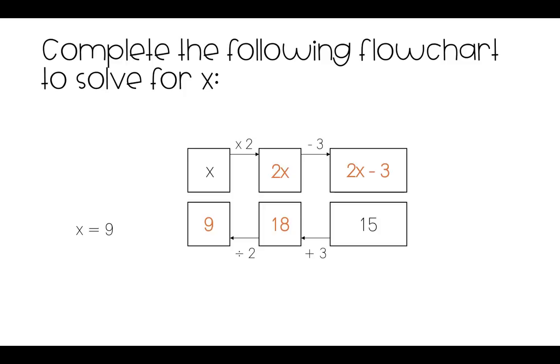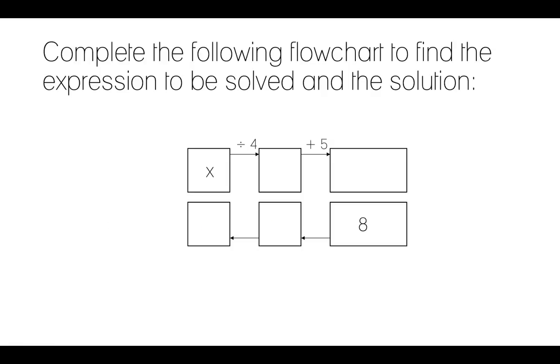So when you're using flowcharts or backtracking to help you solve an equation, make sure that you state what your pronumeral equals. So that means, like I've said here, x equals 9. If it's a, then it's a equals 9, or whatever it equals. Okay? Let's do some more.